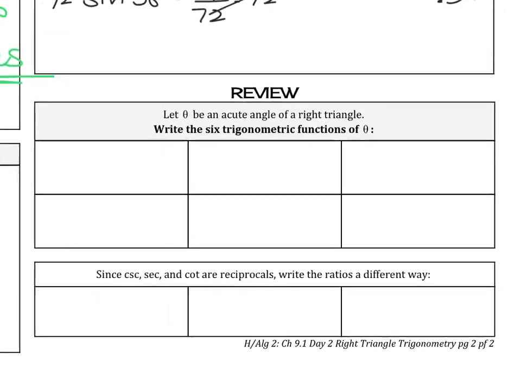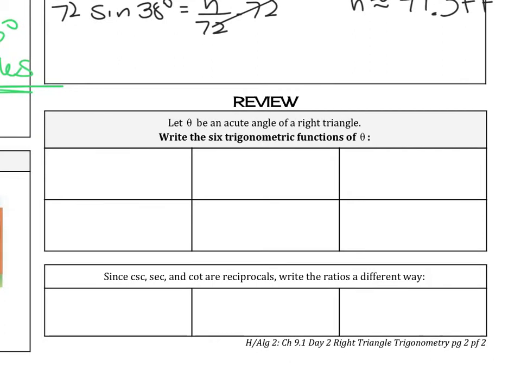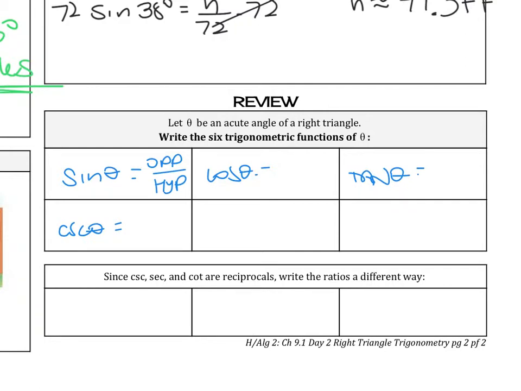So the last part: let theta be an acute angle of a right triangle. Write the 6 trig functions of theta. So what I'm looking for here is what sine of theta equals, opposite over hypotenuse. Then you have cosine of theta, tangent of theta, and then you have the cosecant of theta, the secant of theta, and the cotangent of theta.